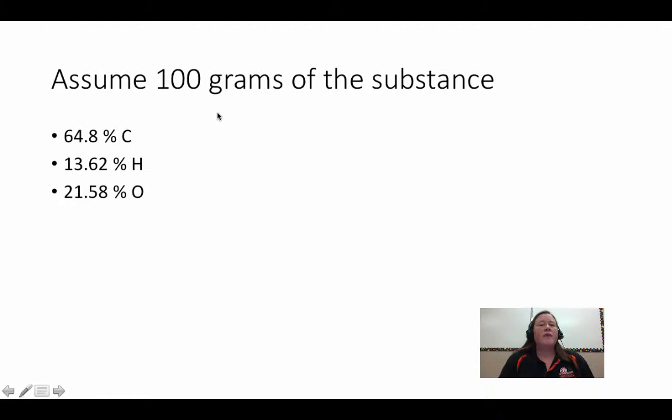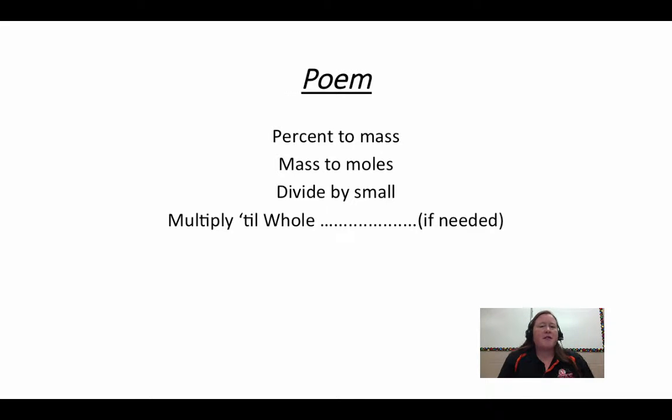So, assuming, let me back up a little bit. We have an unknown sample. This is the information that came back from the lab. So, I would like to go back to the poem for a bit. Percent to mass, mass to moles, divide by small, multiply till whole.